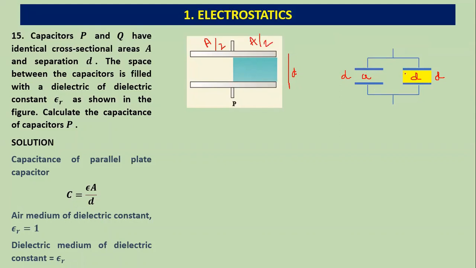So these two capacitors in turn get connected in parallel. So we'll be using Cp, which is the sum of Ca and Cd: Cp equals Ca plus Cd. This is a simple way of understanding the problem. So let us go step by step to get the right answer.